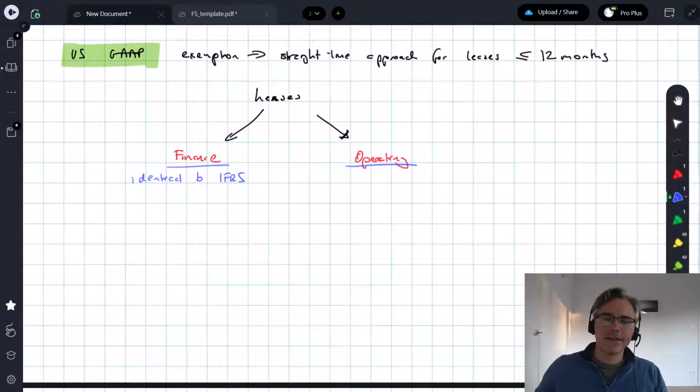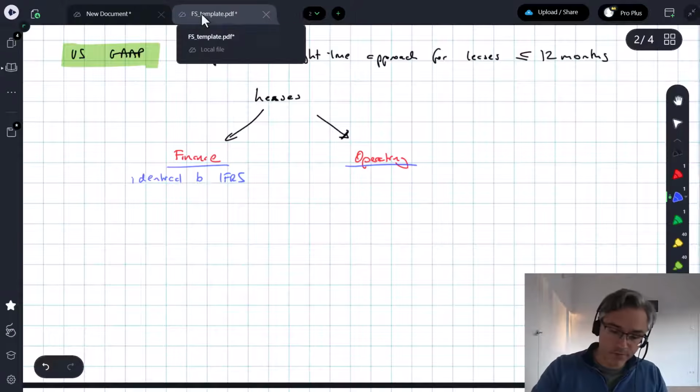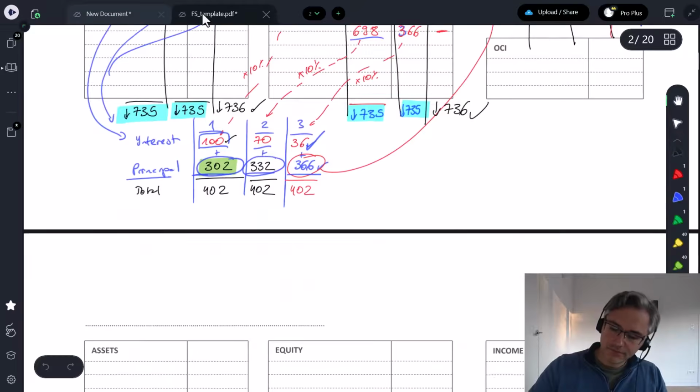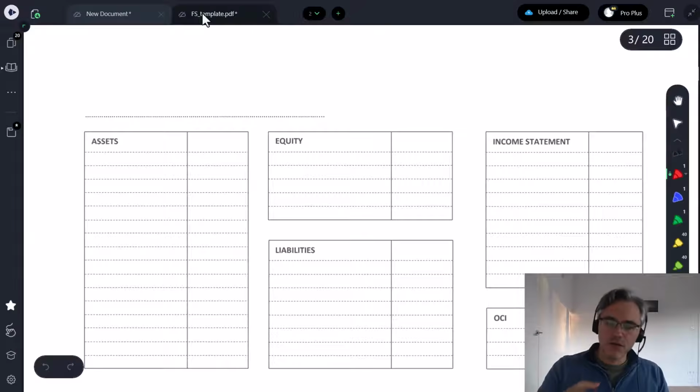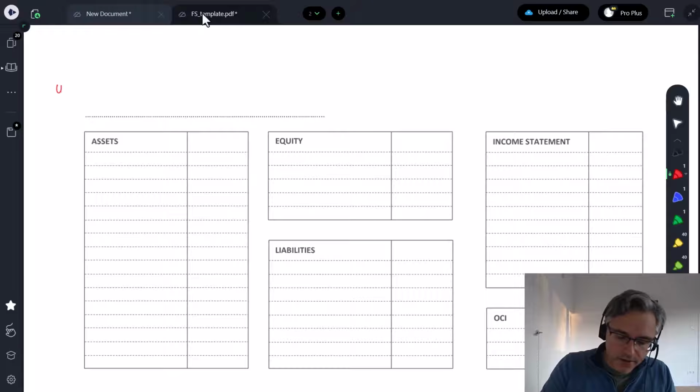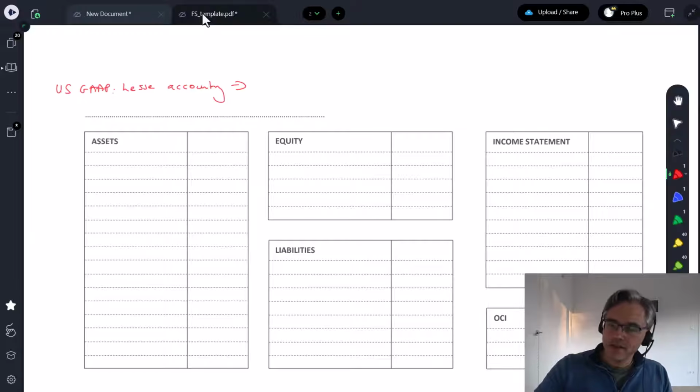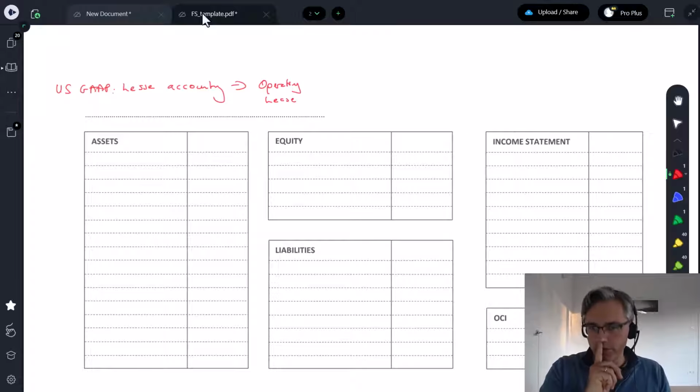Unfortunately, nothing is really easy here. So I'm going to have to explore this approach with you, and you'll draw your conclusions. What I'm writing here is that we're exploring the US GAAP approach. We're still looking at the lessee accounting, but this time we're saying it's an operating lease. Because if it were a finance lease, it would be like the approach under IFRS, which I've already shown you.